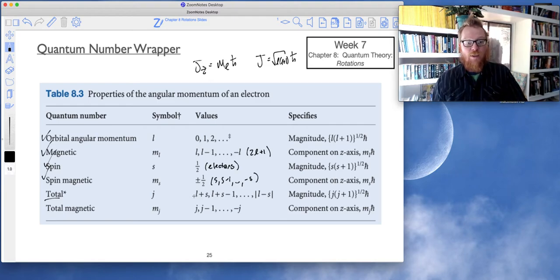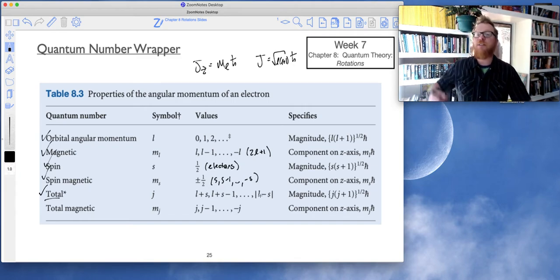And what's going to end up happening, because L and mL show the same dependency as s and mS, j, the total, is going to do the same thing. For one, we notice that its magnitude is given by root j times j plus 1, okay? But this quantum number j, which we haven't seen up until now, is actually the sum of the orbital angular momentum quantum number and the spin quantum number. So in other words, it's L plus s. And so it can take on values L plus s, L plus s minus 1, all the way down to L minus s.